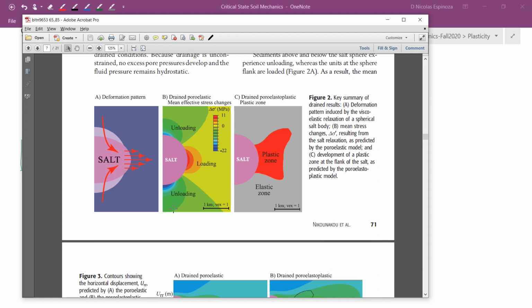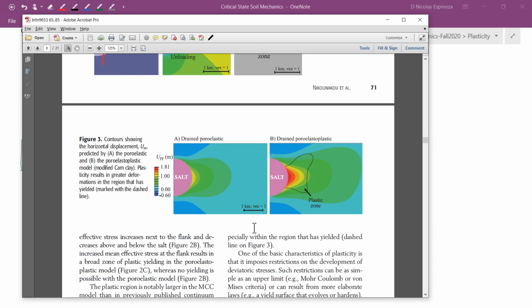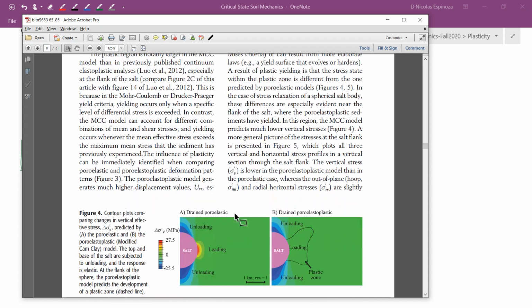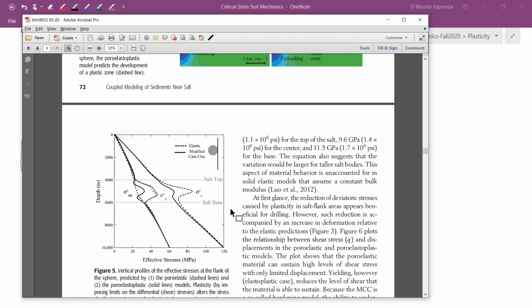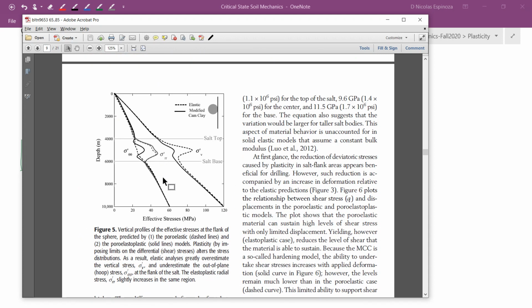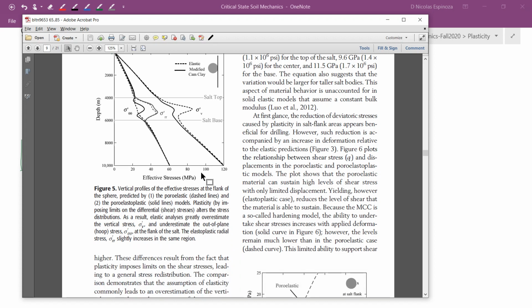And here we have a salt body, and what they're doing is predicting stresses using this elastoplastic model. So you see there is an elastic region, a plastic region, and in this case it's very important to capture that plasticity. And with that you can predict a lot better what the stresses in situ are near some of these salt bodies.